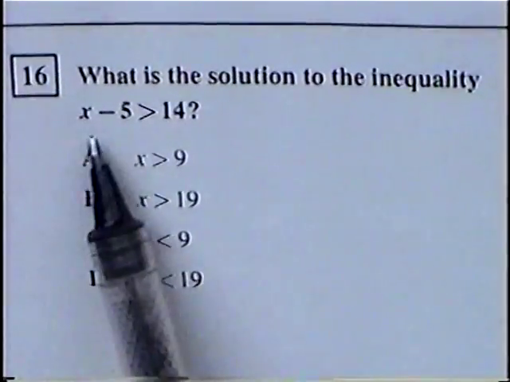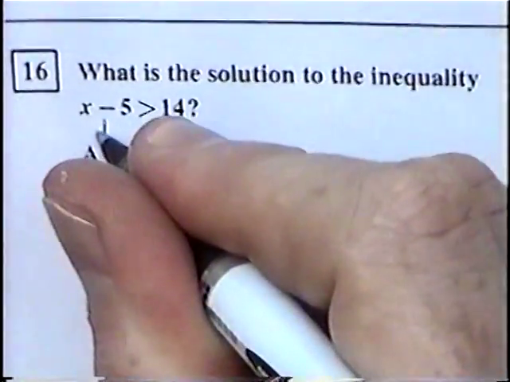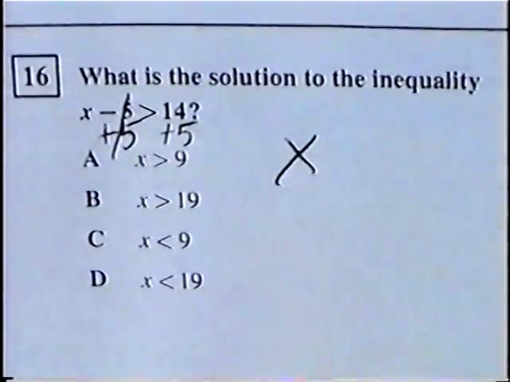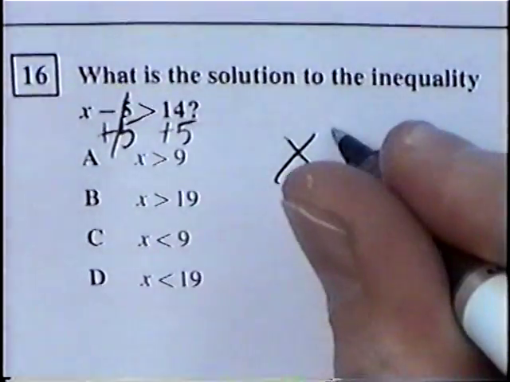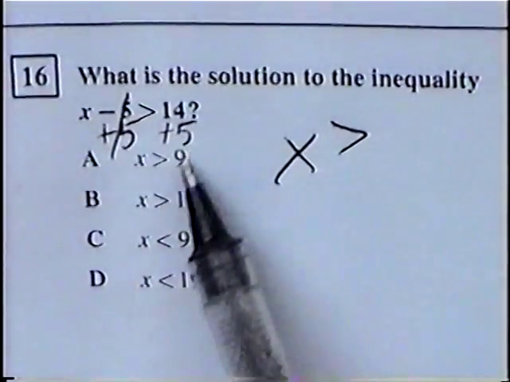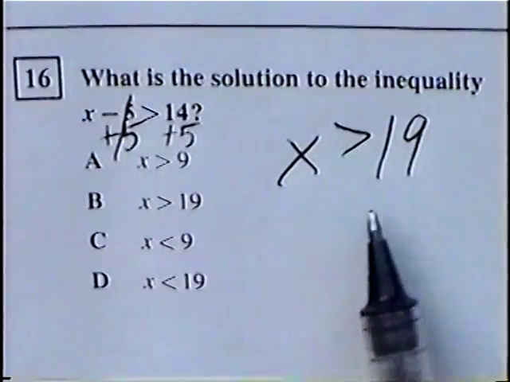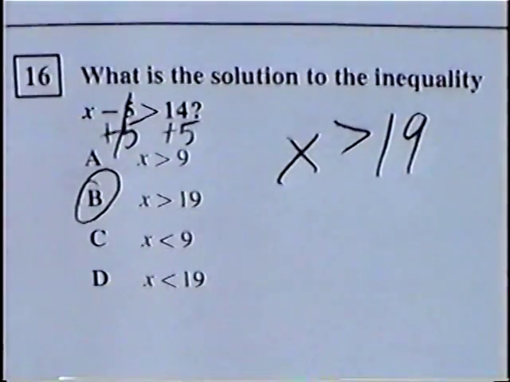To solve the inequality, x minus 5 is greater than 14. To get rid of the minus 5 by the x, we can add 5 on both sides. So we'll have x. Whenever we add or subtract, the inequality would stay the same. And 14 plus 5 would be 19. So the answer x is greater than 19. The correct answer would be B.